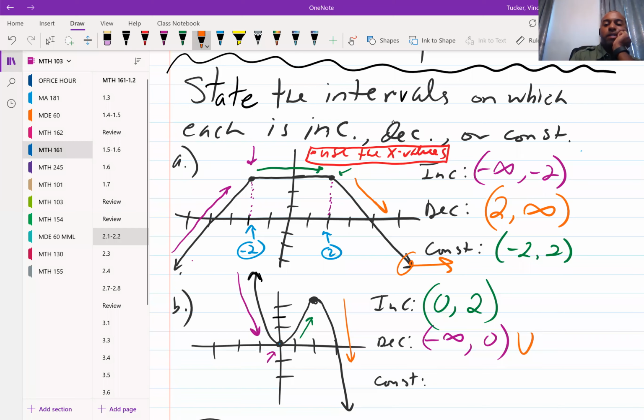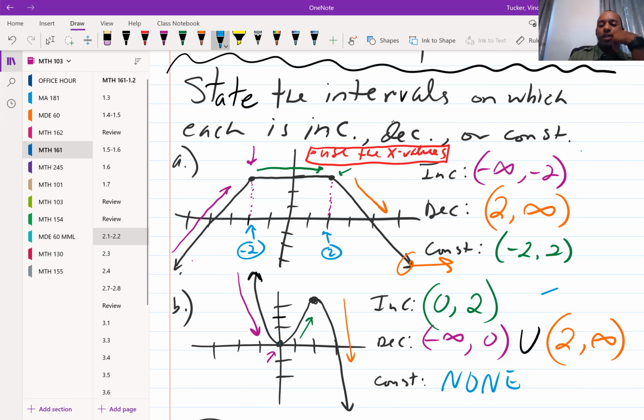So we use our union sign. You guys will always be using the union sign. We have multiple intervals. And it's going from 2 to infinity. And we had no intervals that were constant. And for those we use parentheses on all of our intervals, no brackets.